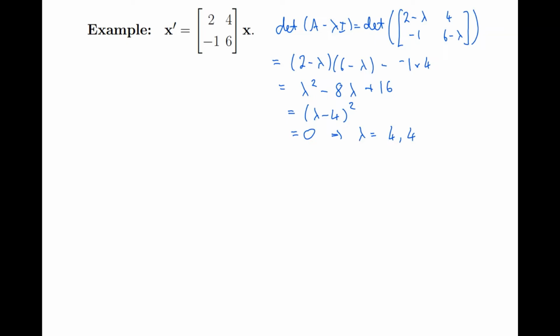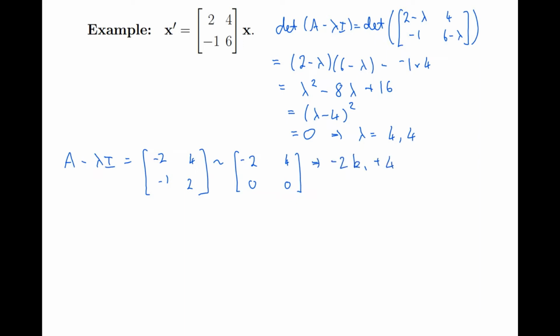Now I need to find the eigenvectors. A minus lambda I is equal to, substituting lambda equals 4, 2 minus 4 is negative 2, 4, negative 1, 2. Notice that the second row is a multiple of the first, so when I row reduce it, I get negative 2, 4, 0, 0, as expected. Negative 2k1 plus 4k2 equals 0. I can choose k2 equal to anything. Let's make it 1. That means k1 is 2. And the eigenvector is 2, 1. So there's only one linearly independent eigenvector. If I'd chosen a different k2, I would have just got a multiple of that eigenvector. So my geometric multiplicity is 1 eigenvector. My algebraic multiplicity is 2.